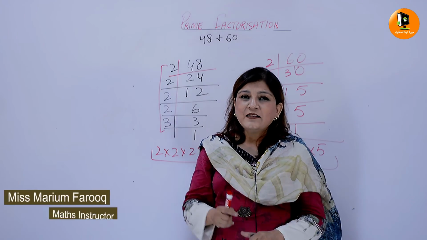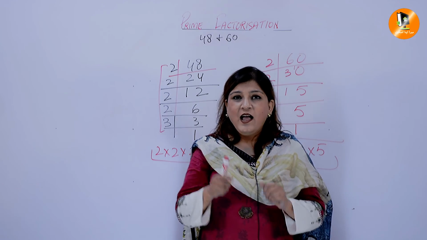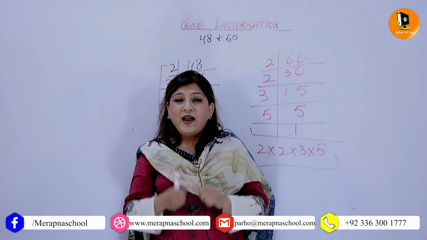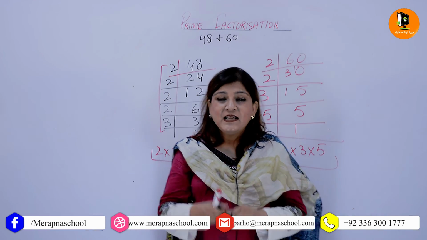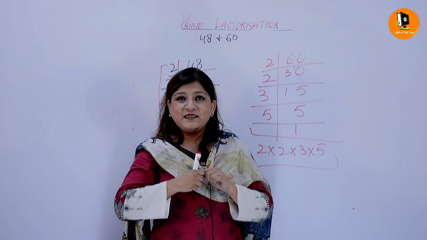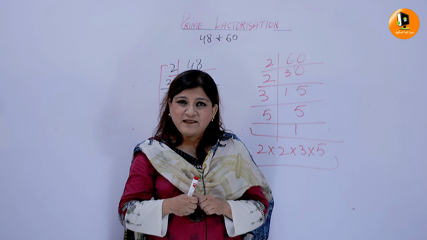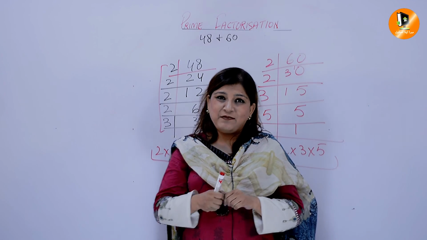These are the prime factors of number 60. As you have noticed, all the prime factors are prime numbers. Just remember that prime factors are always prime numbers. They can never be composite numbers. I hope you all understand what we mean by prime factorization and how to find the prime factors through the division method.